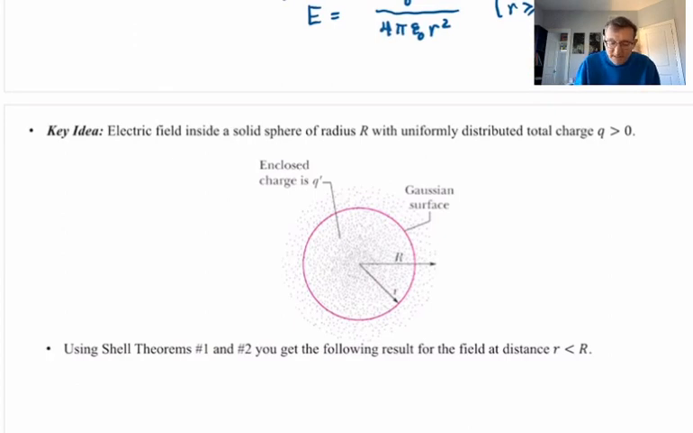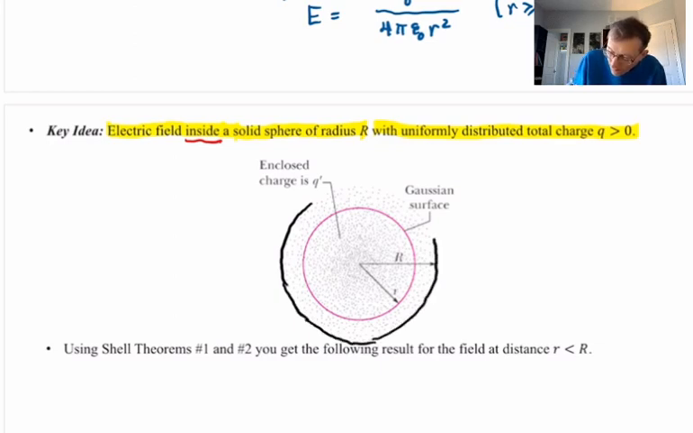Next thing, next key idea. Find the magnitude of the electric field inside the solid sphere, inside the solid sphere of radius big R with uniformly distributed total charge Q. Inside. So now, remember, the surface of the actual sphere big R is out to there. And now we've picked a location inside this solid. And we want to know the electric field there.